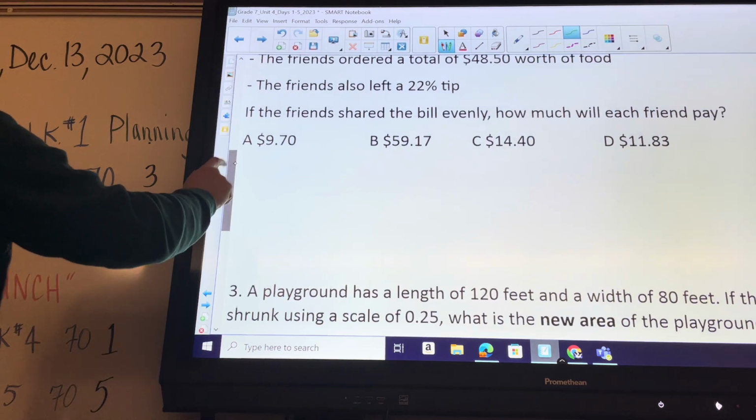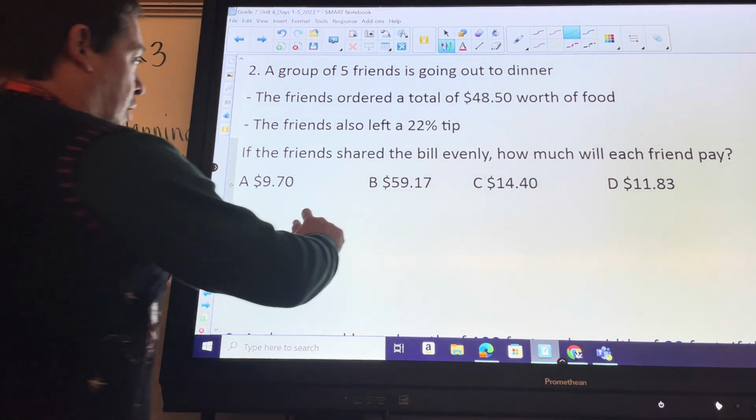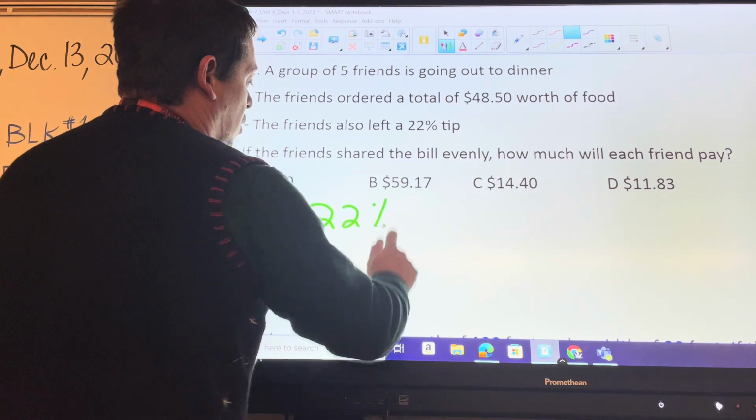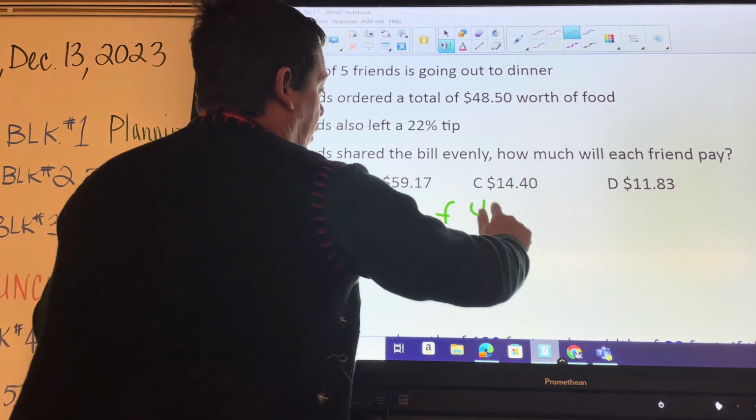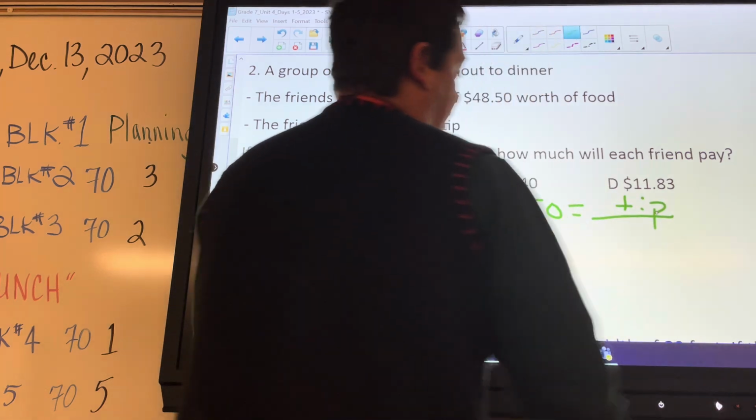Number 2 says a group of 5 friends is going out to dinner. The friends ordered a total of $48.50 worth of food. The friends also left a 22% tip. If the friends shared the bill evenly, how much would each friend pay? So I'm going to go over this one a little bit differently to make sure you're really paying attention here. So first things first, they spent 22% of $48.50. That will give you the tip when you put that in your calculator.